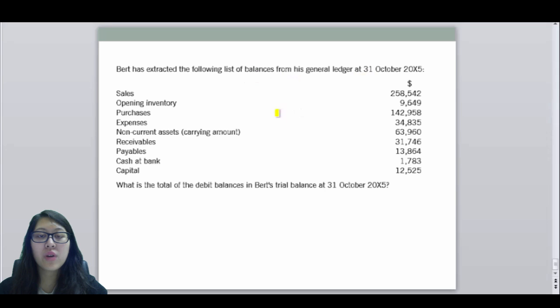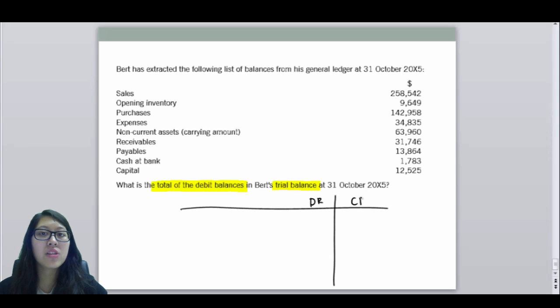Bert has extracted the following list of balances from his general ledger at 31st October 2005, and they're asking for the total of debit balances in Bert's trial balance. So we're going to just have to select which one is a debit, but of course it should balance either way if you do it properly. So let's figure out which one of these are debit balances only.